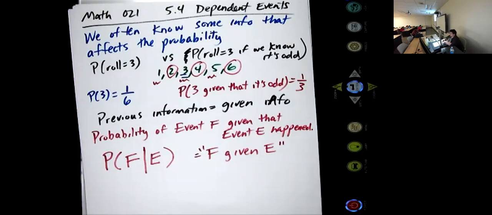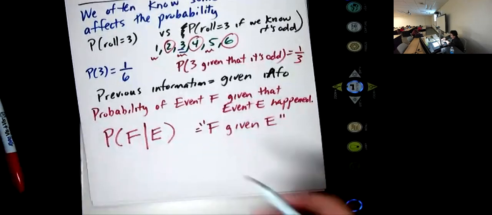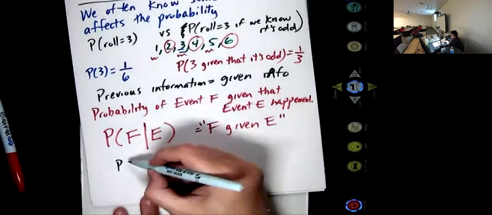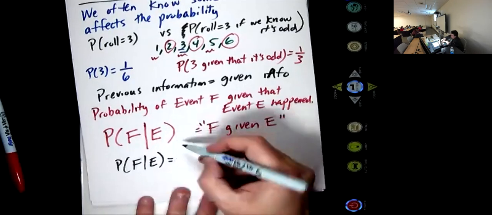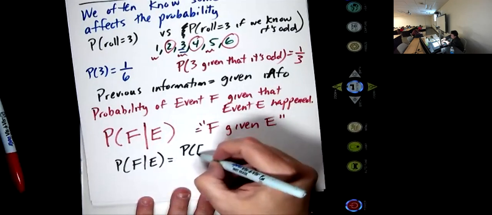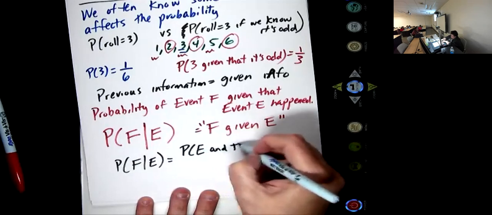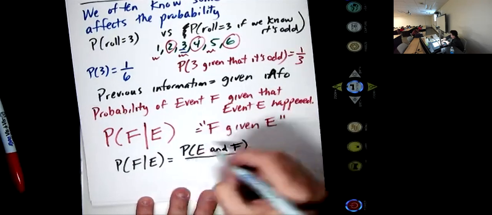There's a formula for it. The probability of F given E equals the probability of E and F over the probability of just E.